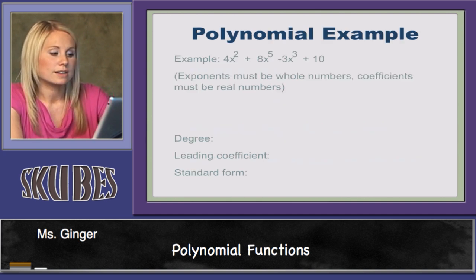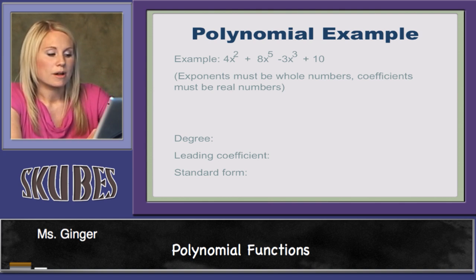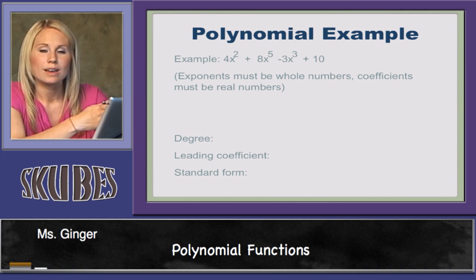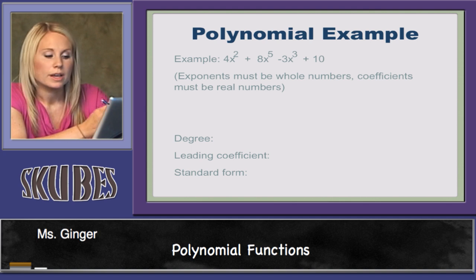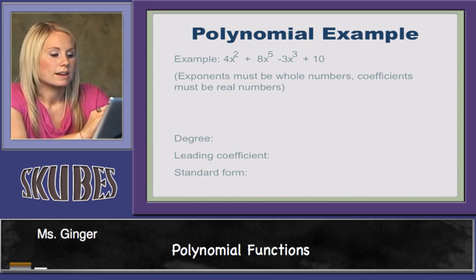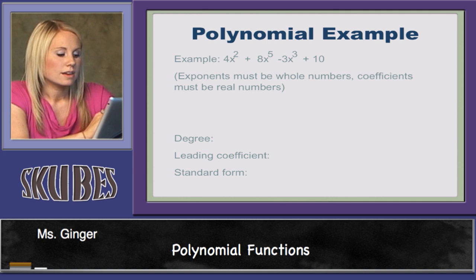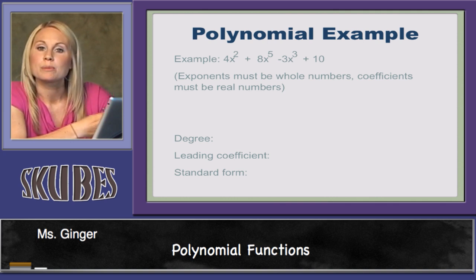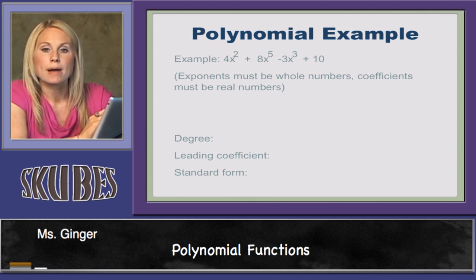Alright, so let's take a look at an example of a polynomial. And one other thing to note about polynomials is that you are only looking at a polynomial if you are looking at something with all the exponents being whole numbers and all the coefficients being real numbers. If you ever see an i sneaking in there, or a negative power, you're not looking at a polynomial. So we have to first make sure what we're looking at is a polynomial. And then a good place to start is to put the polynomial in standard form.